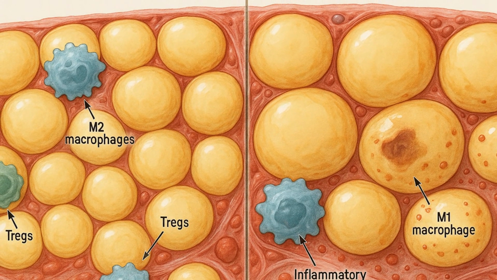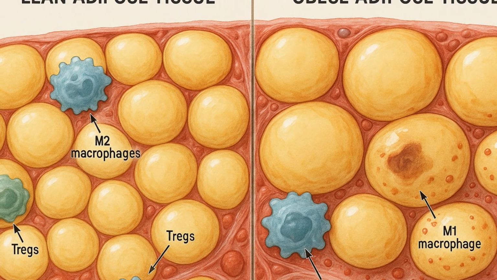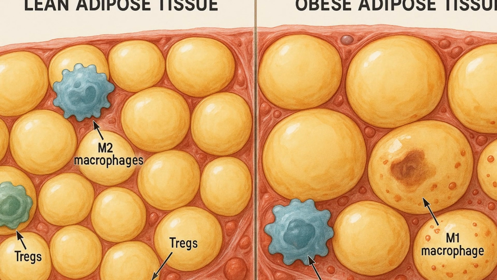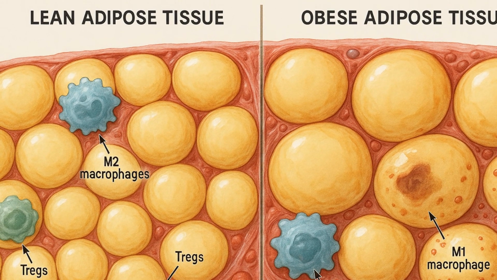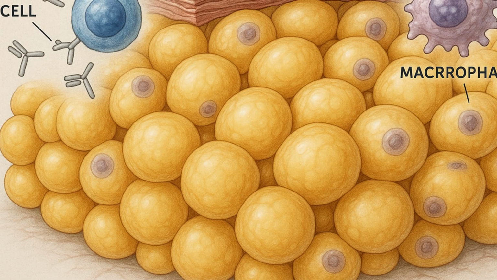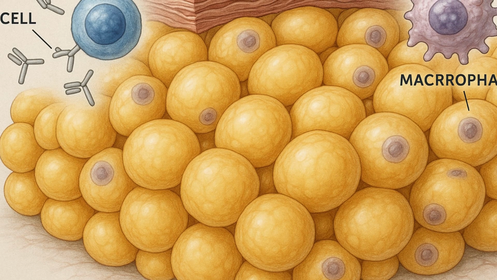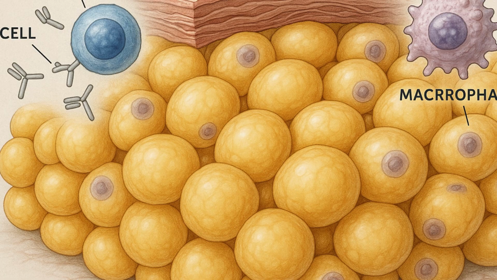The protective immune functions of adipose tissue are especially apparent in subcutaneous fat depots, which, when healthy, buffer systemic inflammation by producing anti-inflammatory adipokines and housing regulatory immune cells. This helps dampen chronic low-grade inflammation, a key driver of insulin resistance, atherosclerosis, and other metabolic diseases.